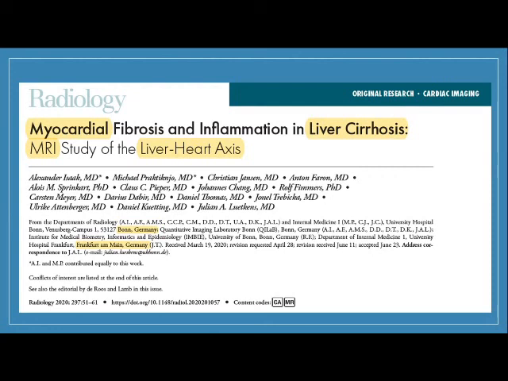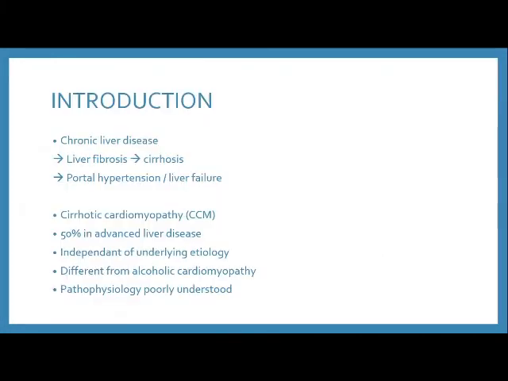Today we're going to comment on an article that was published in Radiology this year. The title is Myocardial Fibrosis and Inflammation in Liver Cirrhosis, an MRI study of the liver-heart axis. This is a study that was conducted in a couple of centers, both educational hospitals, one in Bonn, Germany, and another in Frankfurt am Main. It's a very interesting review, and we're going to fly over some of the main details.